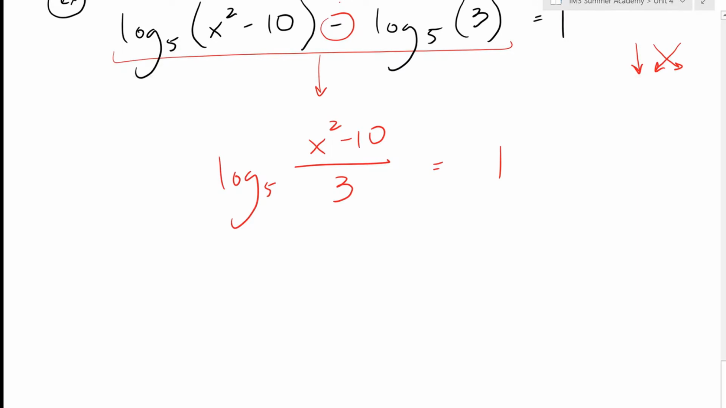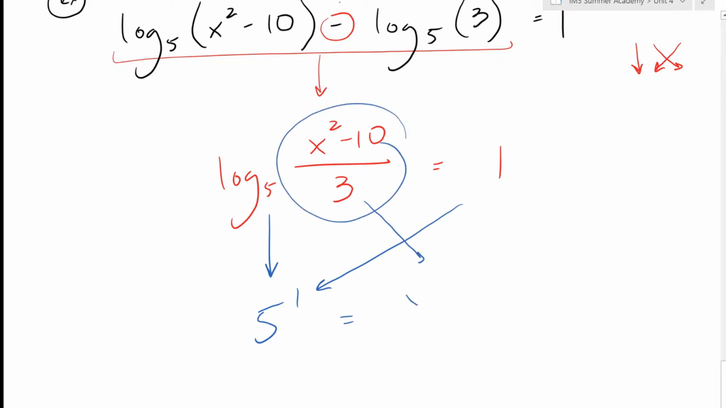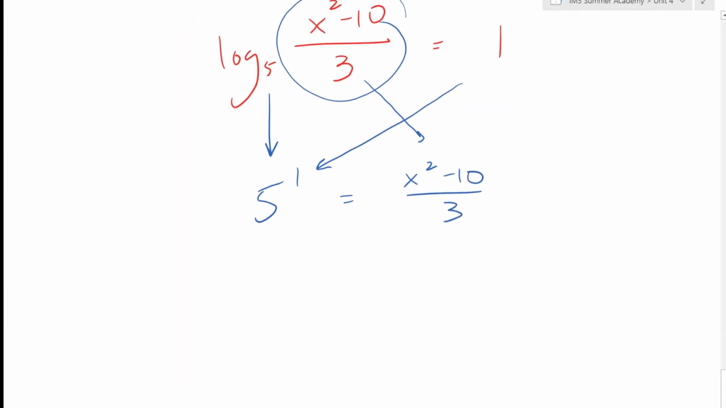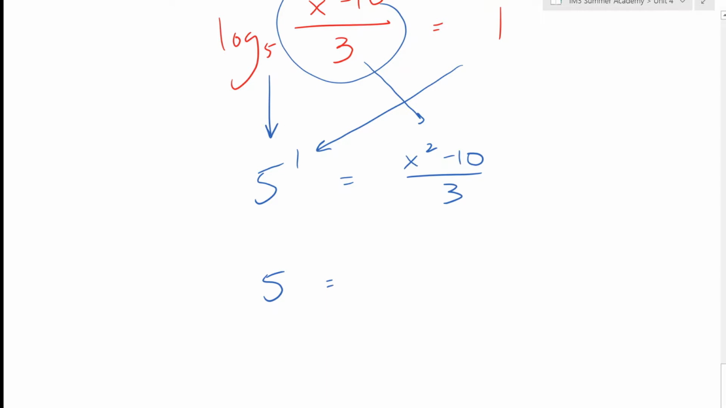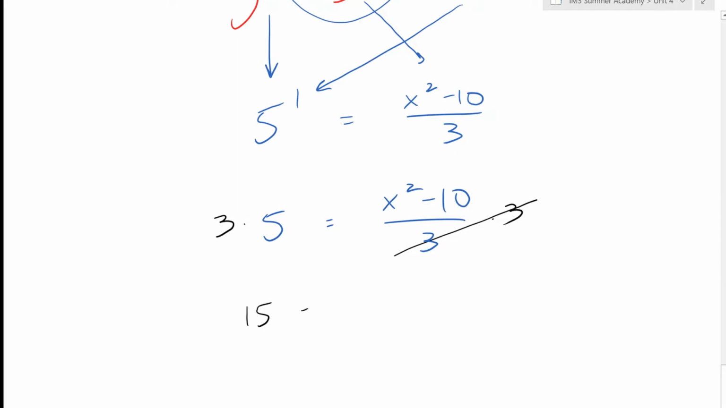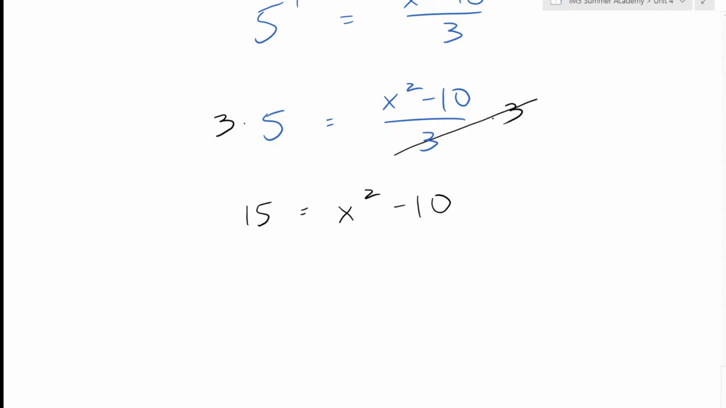Now let's do our down and diagonal. The 5 comes down, the 1 becomes the exponent, equals, this whole chunk moves to the other side: x squared minus 10 over 3. 5 to the 1 is just 5. Alright, let's start getting x by itself. Looks like we got to multiply both sides by this 3. 15 equals x squared minus 10. Getting x by itself, we need to add 10 over. So we get 25 equals x squared.